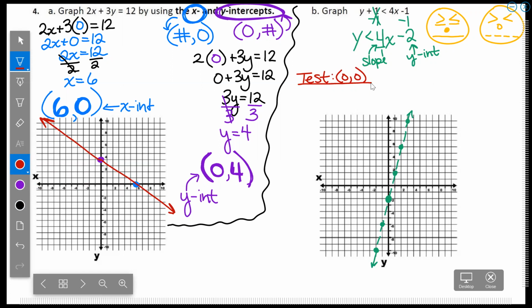So if I get back something that's false, then I don't shade the side where 0, 0 is. I have to shade the other side. If I get back something that's true, then I shade the side where 0, 0 is. I'm going to go back to my original inequality. I'm putting a 0 in for X and a 0 in for Y. So my original inequality, I have Y plus 1 is less than 4X minus 1. And now I'm going to replace the X and the Y with zeros.